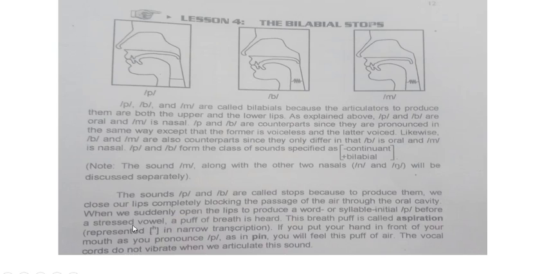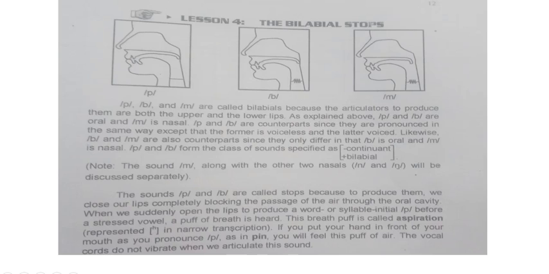The symbol for aspiration is a little h at the top of the letter. For example, the letter p in narrow transcription. We are going to see transcriptions in future lessons too.